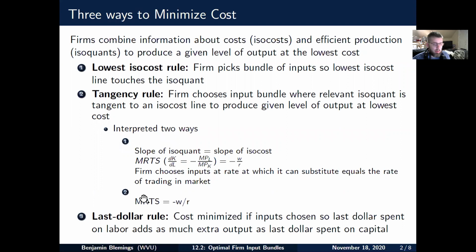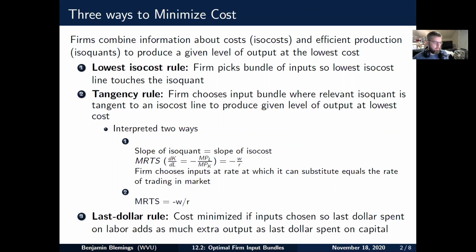And there's 3 ways for a firm to minimize their costs. When they're minimizing their costs, they're combining information about what it costs them to produce something, which is summarized in the Isocost curve, and efficient production combinations of inputs, which is summarized by the isoquants. And so they produce a given level of output at the lowest cost, which basically means they have some target output that they need to produce, and they try to produce it at the lowest cost.